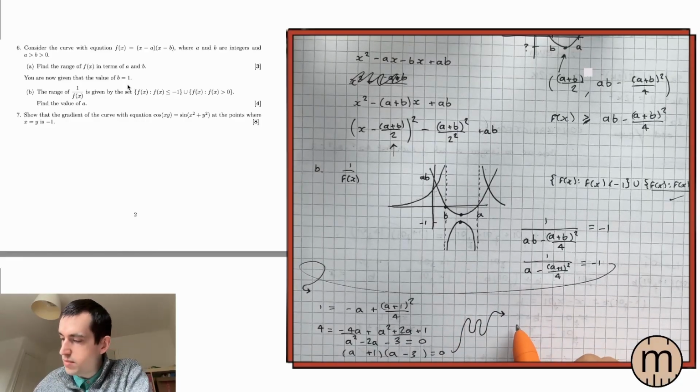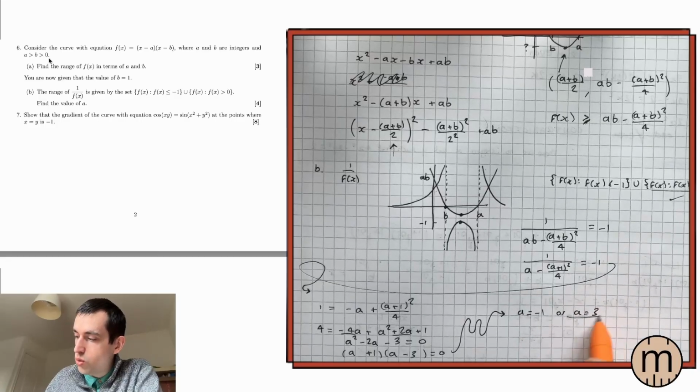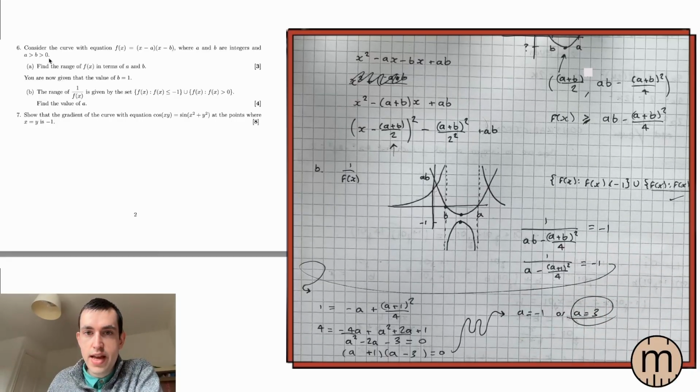Which of these answers makes the most sense? Well, a is either equal to -1 or a is equal to 3. But we were told in the question that a and b are integers, and both of them are bigger than 0. So this must be the final answer for a.